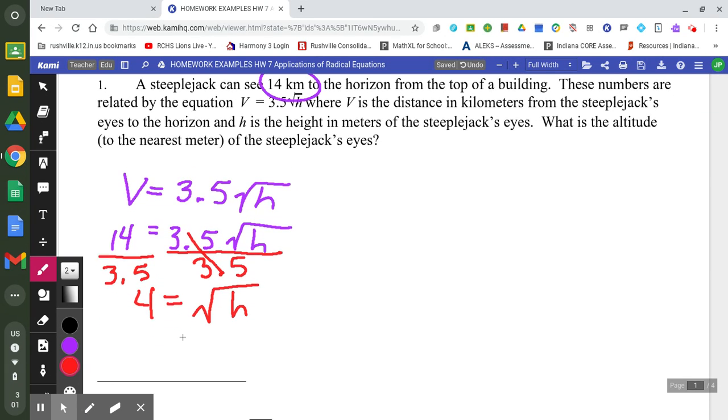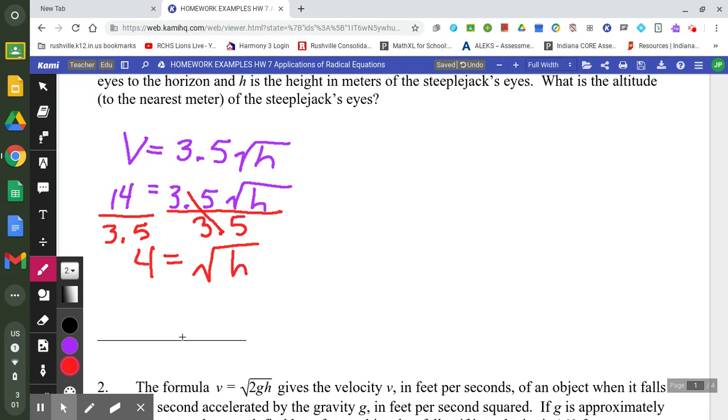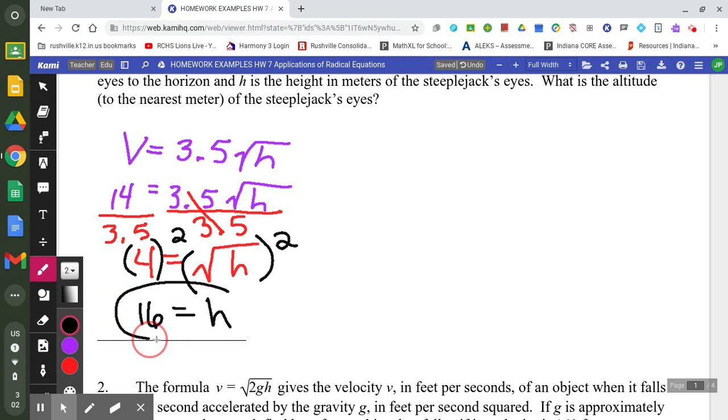I'm not quite finished because my h is still under a square root, still under a radical. So to get rid of a square root, I square it or raise it to the second power. I have to do that on both sides of the equal sign. So when I do that, the square root or radical goes away. So h equals 4 times 4, which gives me 16. And it's not 4 times 2, but 4 times 4.